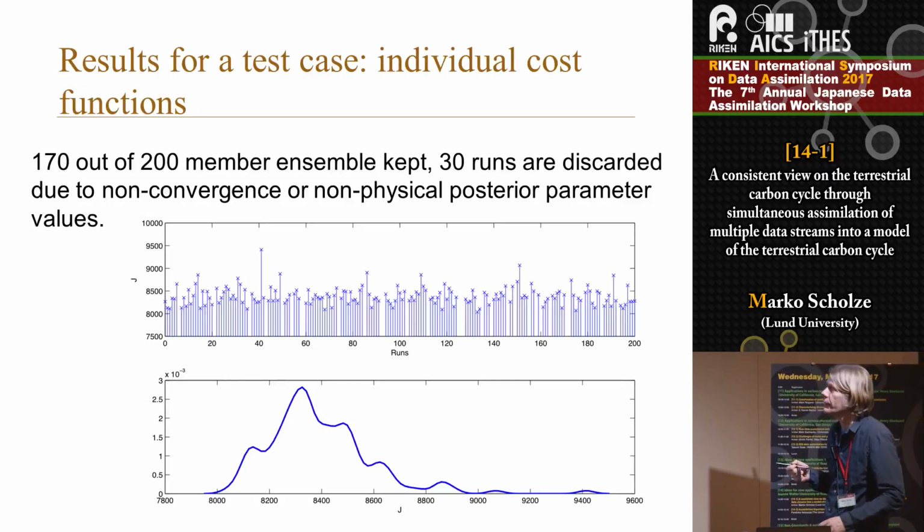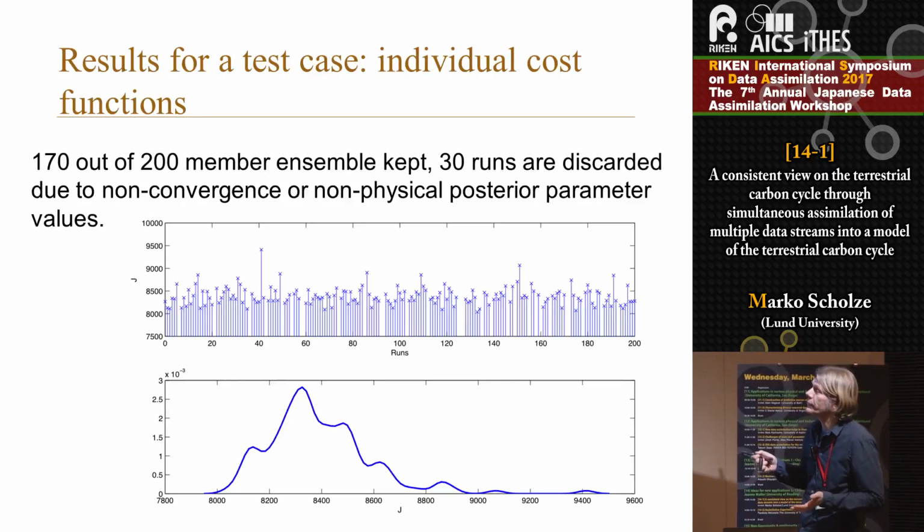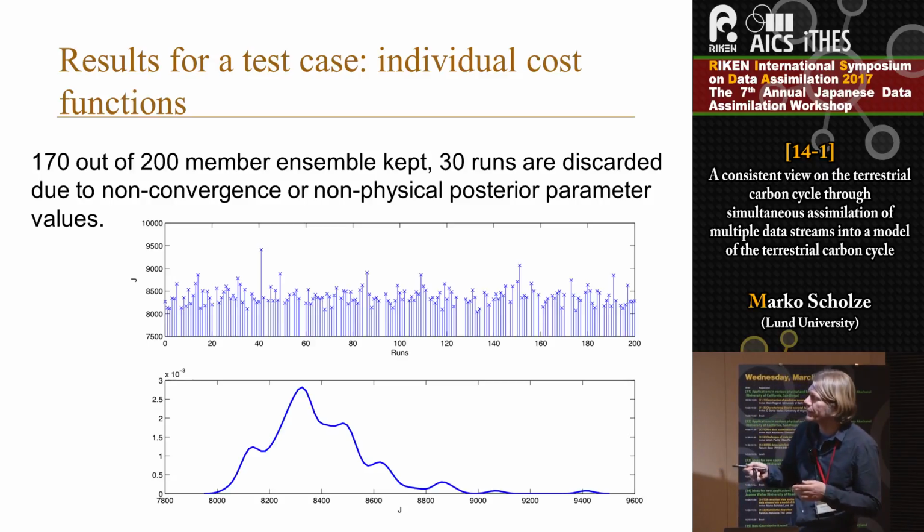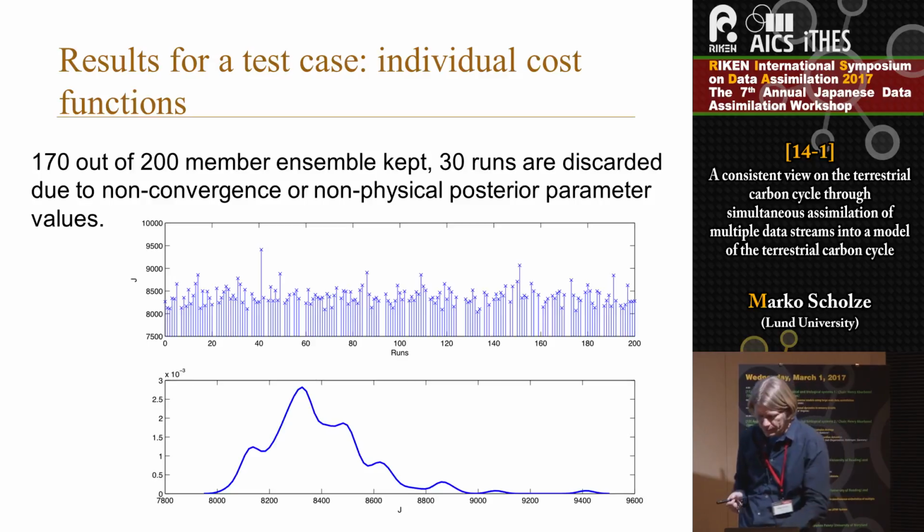So this is showing you, well, we then used 117 out of the 200 members, because there were still some convergence problems. So we discarded 30 runs. And this is now showing you the spectra of the cost function over the runs. And well, we do get the minimum solution, but we have a peak here, which is a bit out of the minimum.